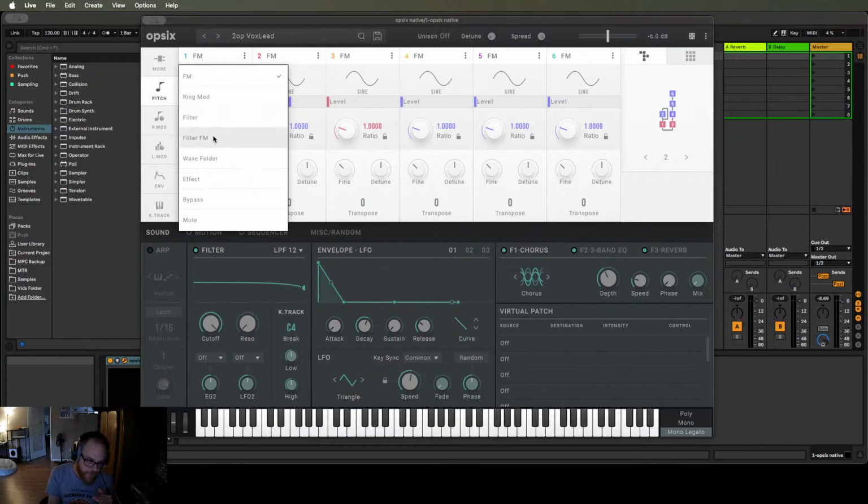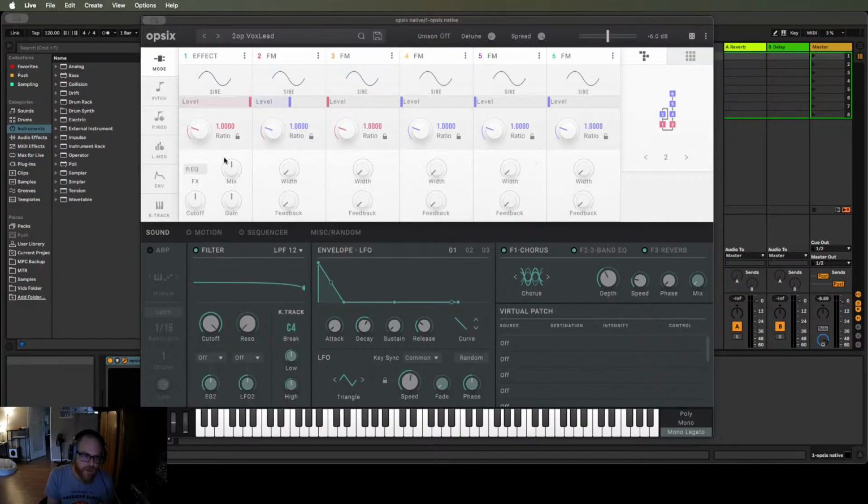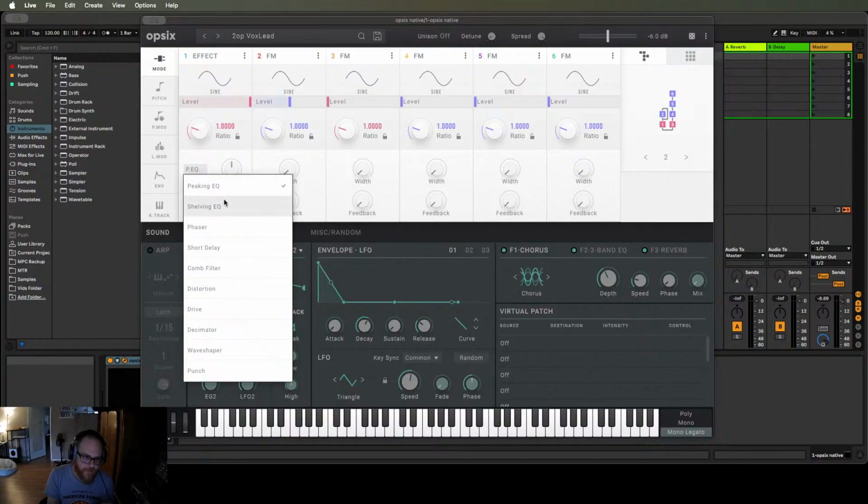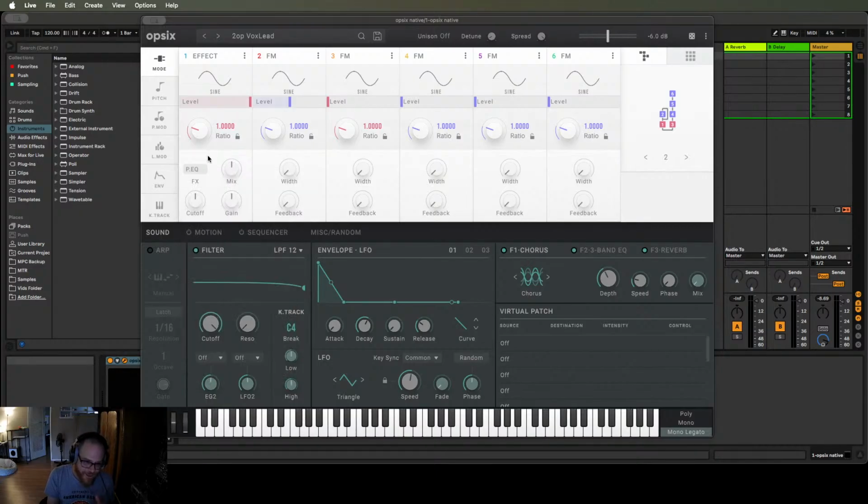It can do filter FM, which is audio speed frequency modulation of the filter instead of the oscillator, which does some crazy noisy effects. A wave folder or an effect plugin, which actually allows you to add EQs, phasers, delays, comb filters, distortion, drive, decimator, wave shaper, and punch, which is another kind of wave shaper, all at the oscillator/operator level. So this plugin is freaking amazing, and I have the hardware of this as well, and I love it. It is one of my favorite synths.